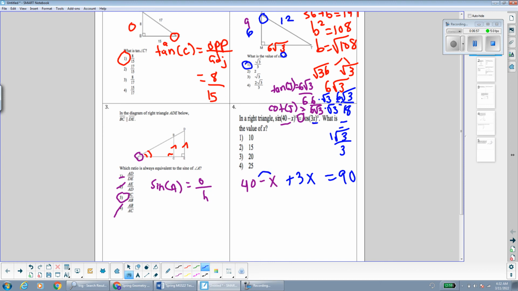Combining our like terms, we have 40 plus 2x is equal to 90. Subtracting 40 from both sides, we have 2x is equal to 50. And then dividing both sides by 2, we have x is equal to 25. And the question was just asking for the x value. It wasn't asking us to plug in for any of the angles.